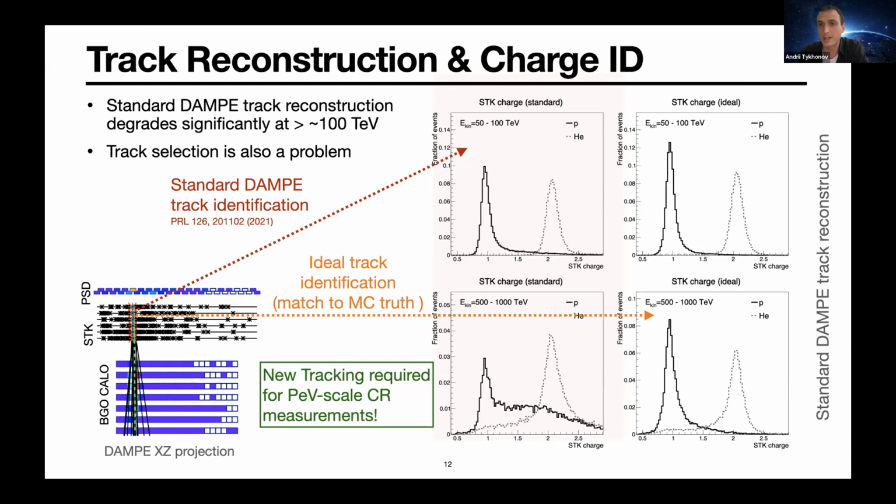So with this ideal selection, basically at the Monte Carlo truth level, we take the reconstructed track which is closest to the truth track. But even in this case, at PeV energies, in the bottom right plot you see long tails of the proton and helium distributions. So if you want to do PeV scale measurements of cosmic rays with this existing tracking paradigm, you will face very large systematic uncertainties. And that's why you absolutely need a new tracking algorithm to perform such measurements.